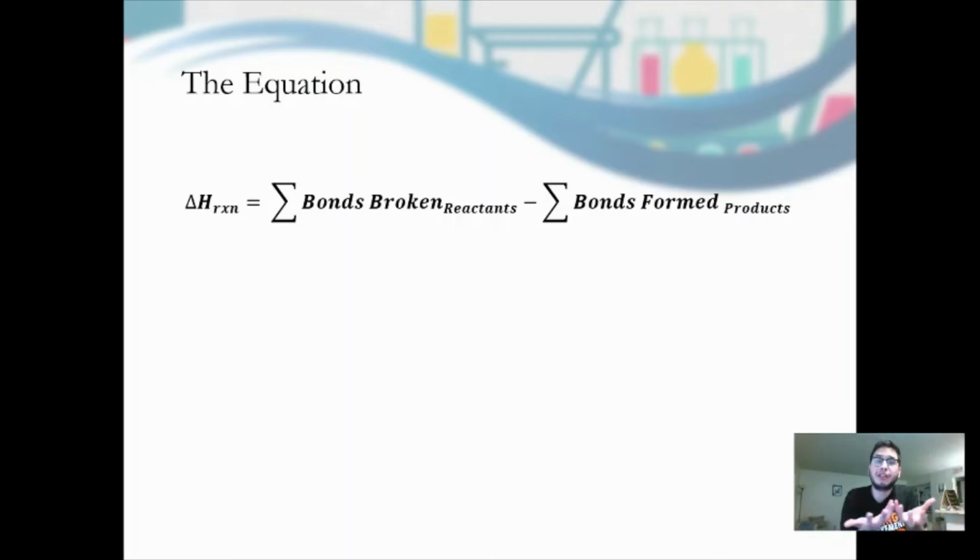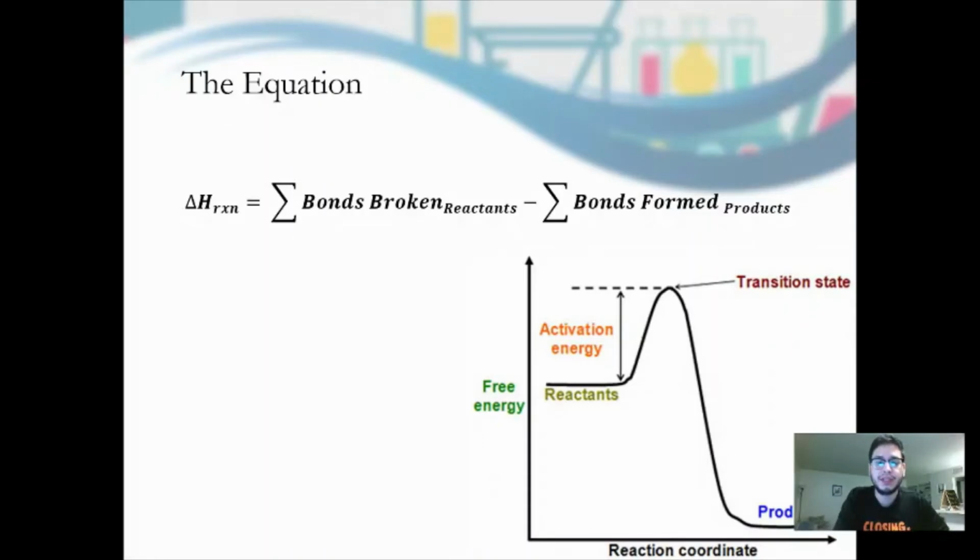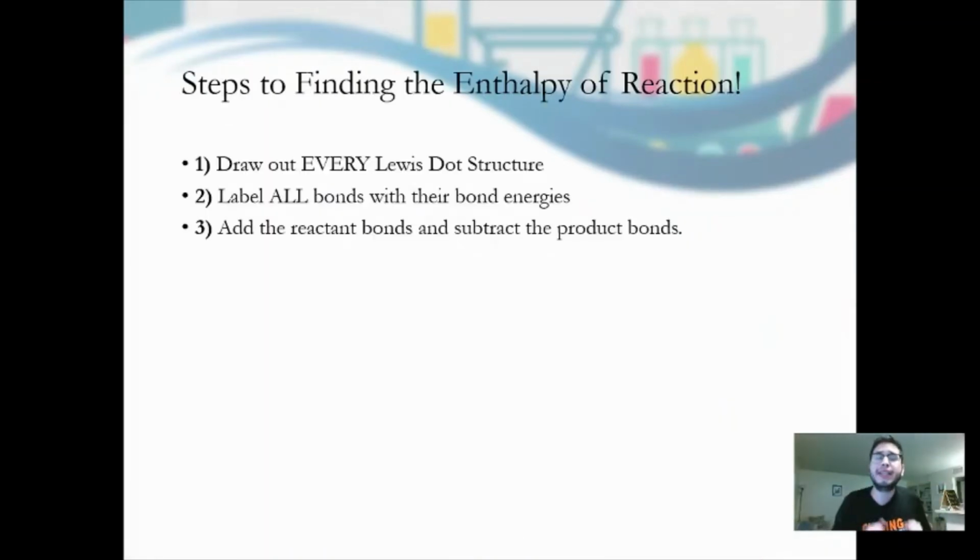I'm going to determine every single bond energy of my reactants and sum it all together, and that's the summation of the bonds broken in the reactants. Then I'm going to focus on the products. I'm going to sum all of those bond energies, and subtract the products from the reactants, and I'll show you an example. But first, I want you to write down these steps to determine the enthalpy of a reaction. Pause this video, and make sure you write down all 3 steps.